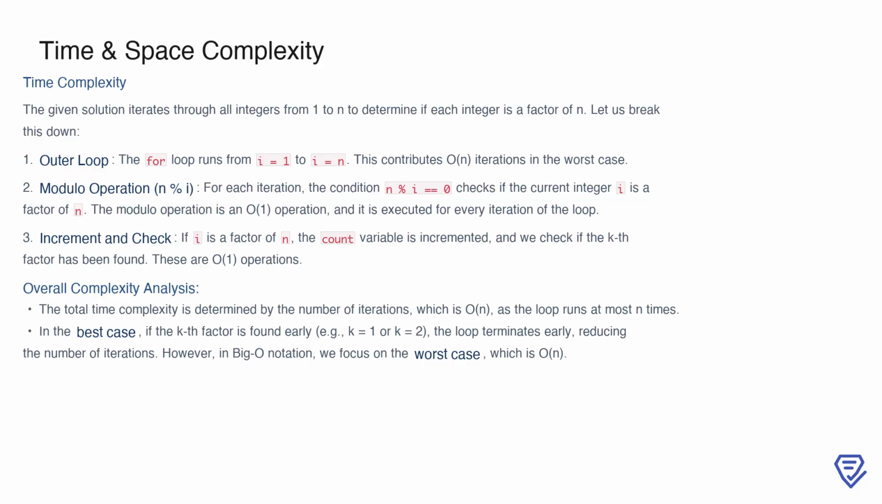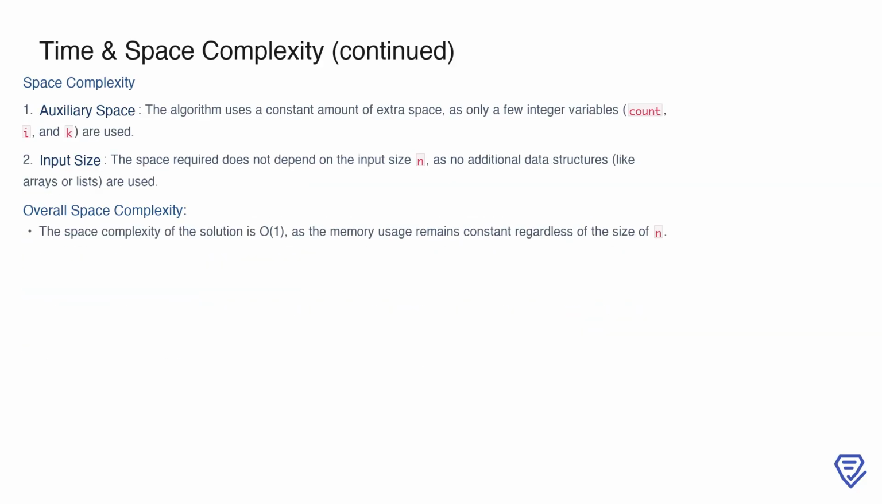While it's true that the loop may terminate early in cases where the kth factor is found quickly, such as when k equals 1 or 2, big O notation focuses on the worst-case scenario, which remains O(n). Now let's consider the space complexity of the solution.